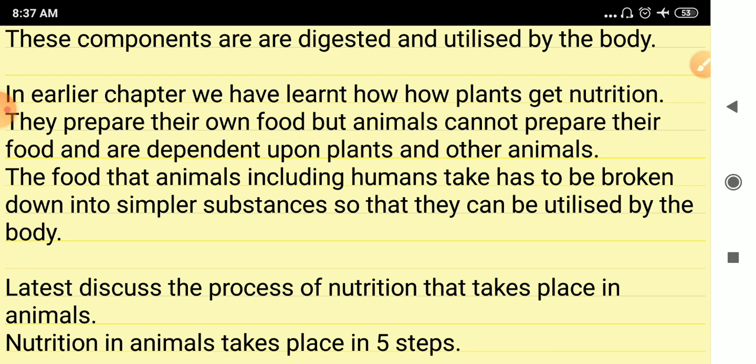First, the food that animals take has to be broken down into simple soluble form, then only it can be utilized by the body for energy and growth. This breaking of food into simple and soluble substances takes place in animals in 5 steps. And what are those 5 steps?